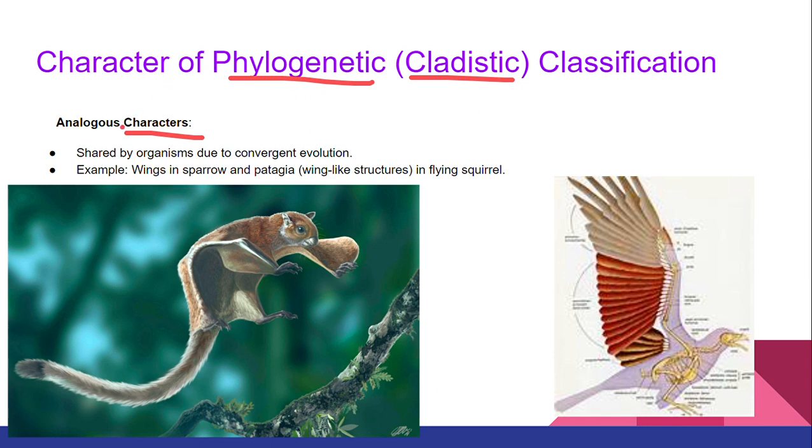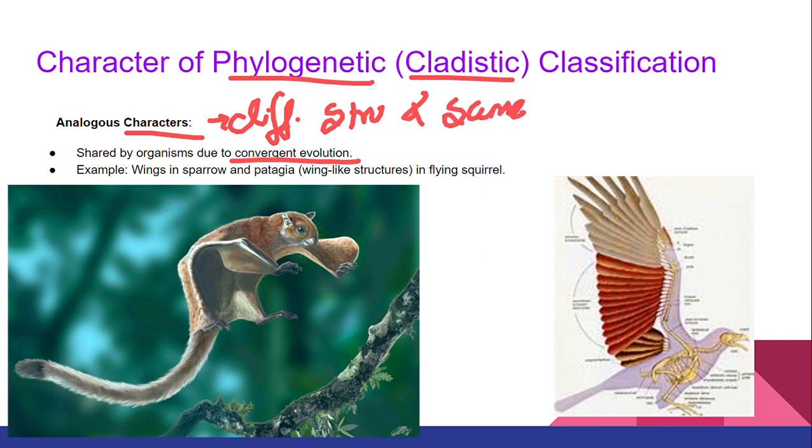Now what is analogous? Analogous means different structure and same function, shared through convergent evolution. Different structure and same function, we call an analogous character. For example, here you can see the wings of a sparrow and the wings of Petaurus, that is a flying squirrel. The flying squirrel's wings are used for flying, and the wings of a bird are also used for flight, right? Both wings are used for flight, but when you see the structure, the wings of the flying squirrel are different from the wings of the bird. This we call an analogous character. So that's all we have in today's class. Thank you.